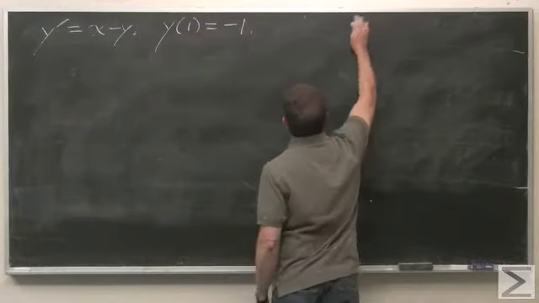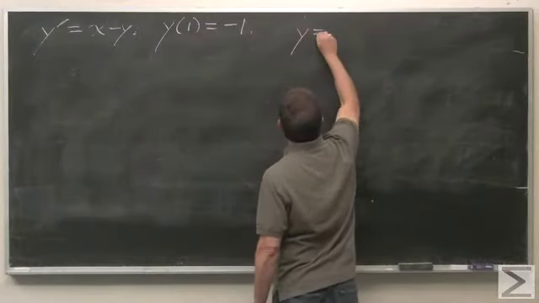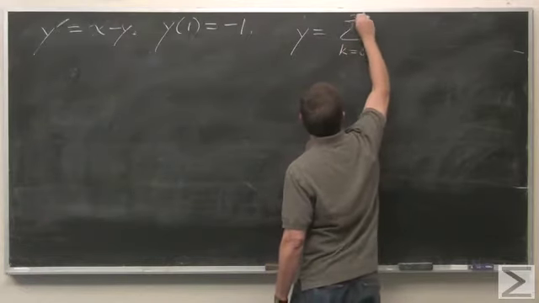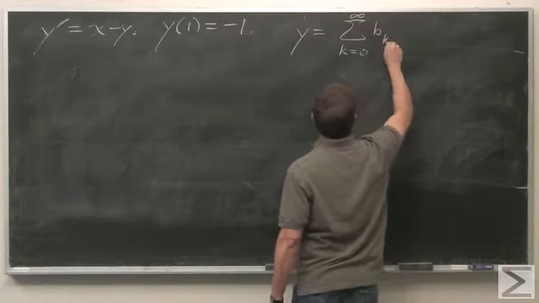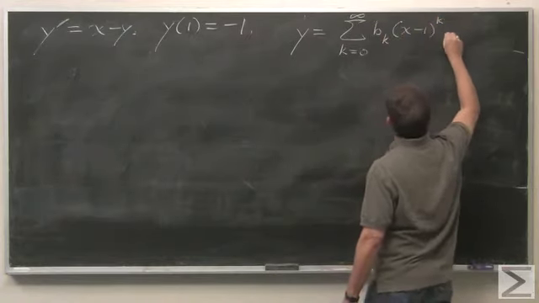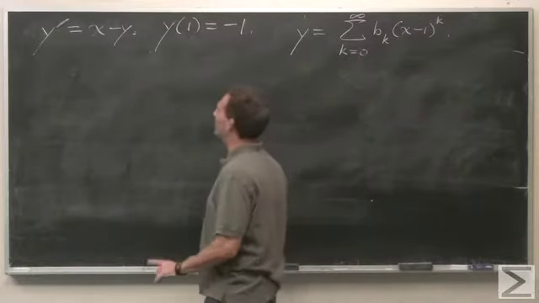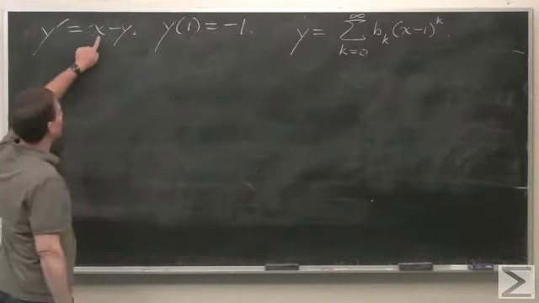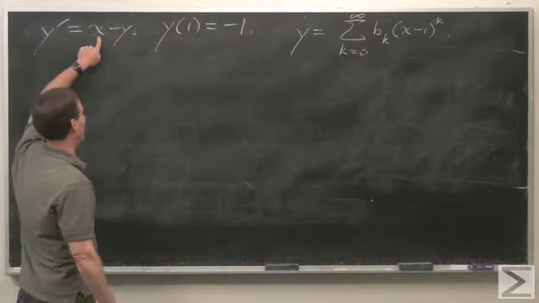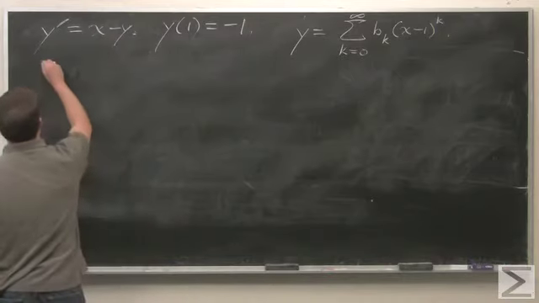So we will write, we want to look for a solution in the form, sum as k goes from 0 to infinity, of b sub k, but now times x minus 1 to the k. Because we're centering at 1, I'll go ahead and tell you that that x right there would look better centered at 1. And you might go, what does that mean? Center that x at 1.